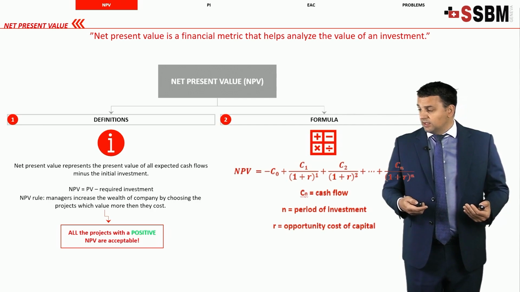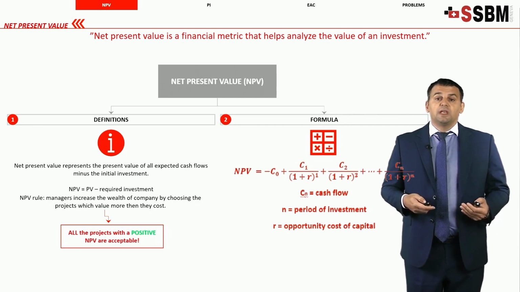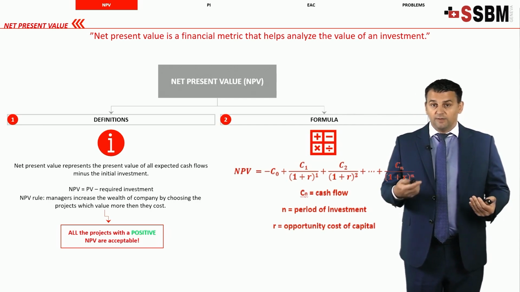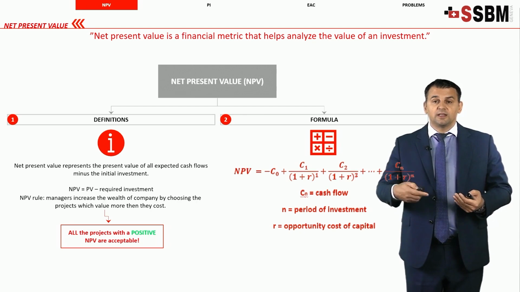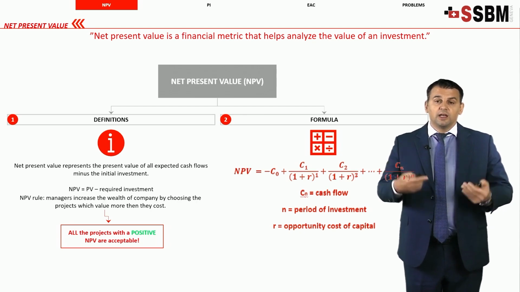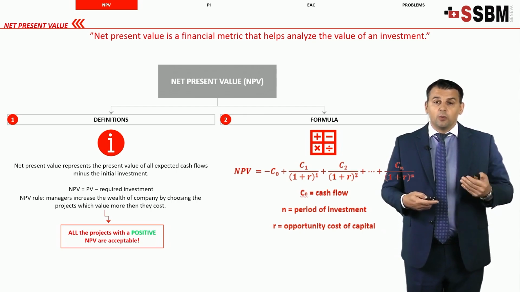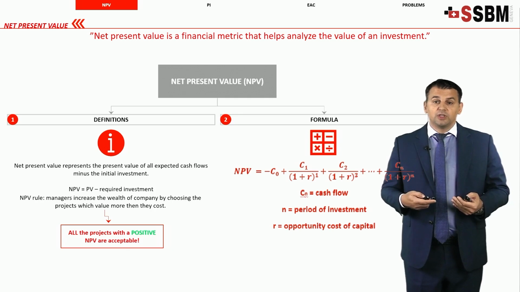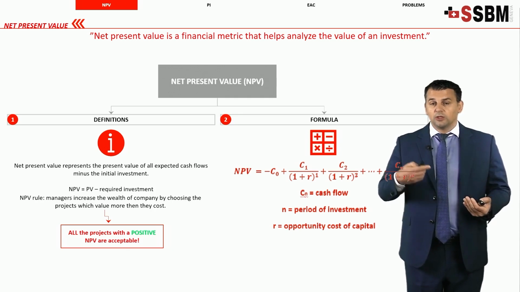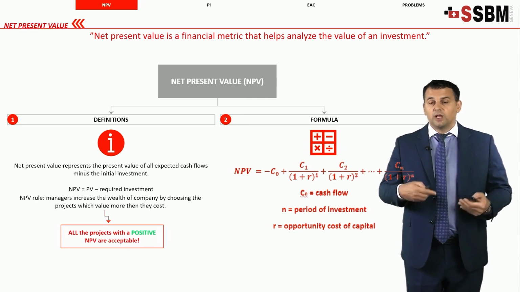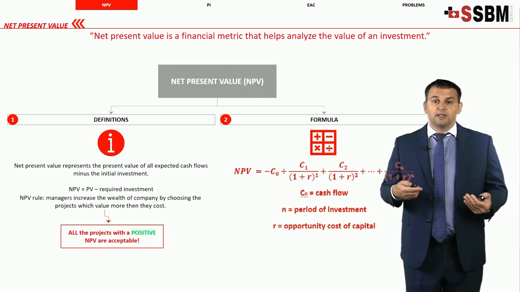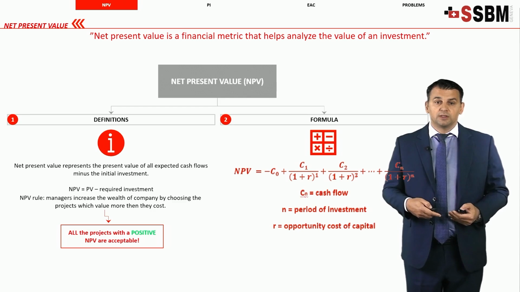As you can see here, NPV is equal to minus investment, or minus cash flow today, invested today, plus cash flow the first year, second year, third year, year end, discounted by 1 plus the opportunity cost of capital, or discount rate, you can call it whatever you want, to the power of 1, to the power of 2, and the last year to the power of n, depending on the number of years or periods.